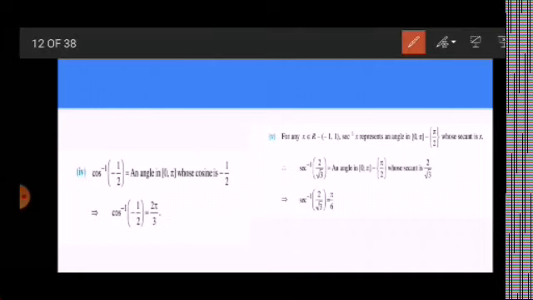Fourth one, cos inverse -1 by 2. Whatever the value of cos inverse you have to find, meaning any number between -1 to +1, the result will be an angle lying between 0 to pi, closed interval. So the answer will be 2 pi by 3. You can check from the graph also.